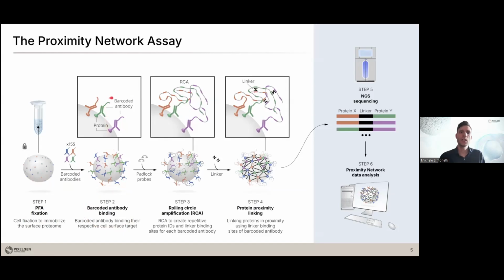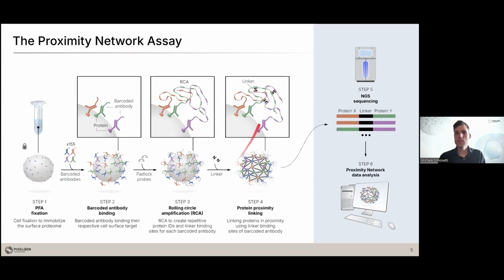As you can see here, each antibody has an oligo, and the oligo contains a barcode, which is a protein ID. We have 155 different protein IDs, and also a unique molecular identifier, which makes unique each oligo and therefore each protein. You then add padlock probes, they bind to the oligo, they get circularized. By doing that, you basically copy the information from the oligo, and then you're ready to perform a rolling circle amplification. So you elongate the oligos.